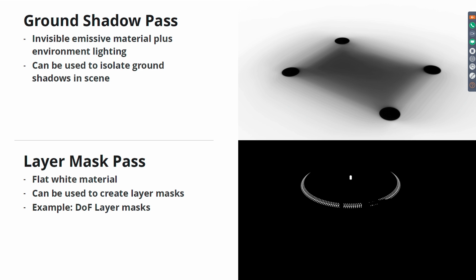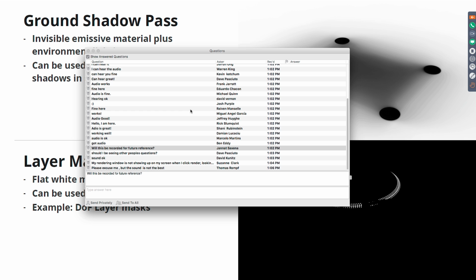And then here you can see we've also got some other ones like ground shadow passes and layer mask passes. So using flat materials, for example, with a layer mask in order to create masks that you can use in Photoshop, especially with some of these difficult-to-work-with selections coming from things like depth of field or motion blur as well.